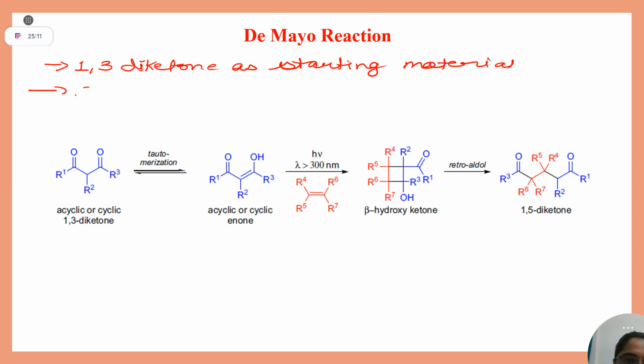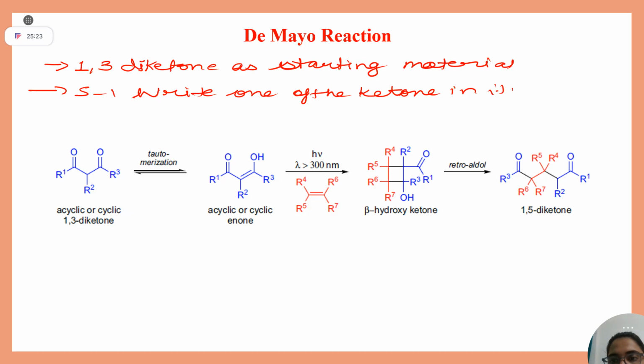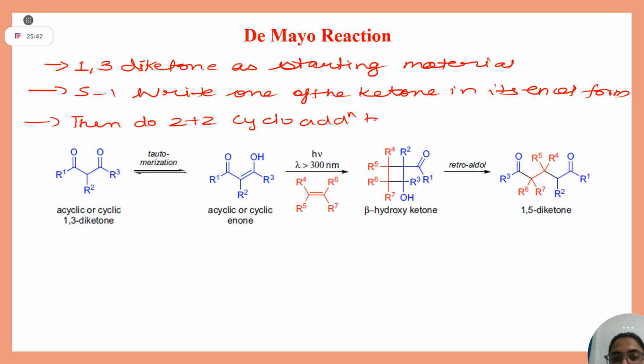Your first step should be to write one of the ketones in its enol form. Okay. Then do a 2 plus 2 cycloaddition between your given olefin and the formed enol, right?